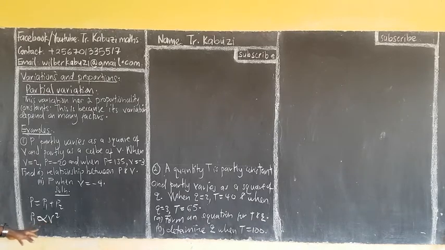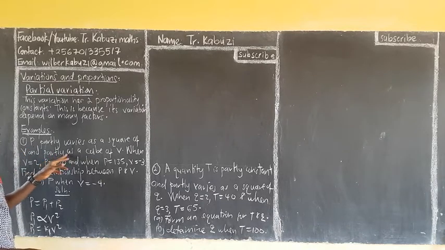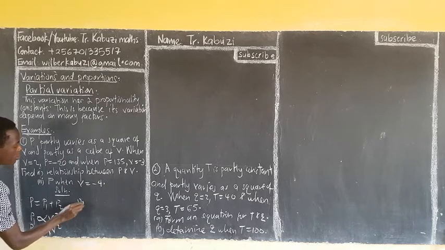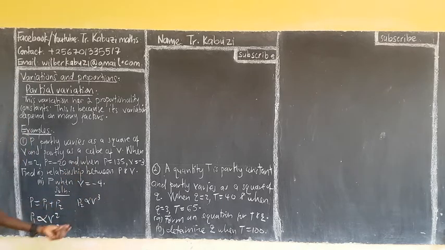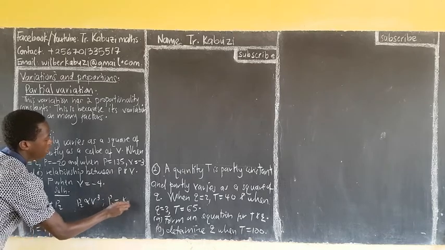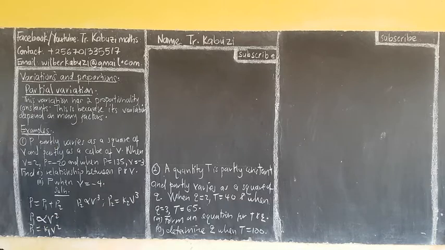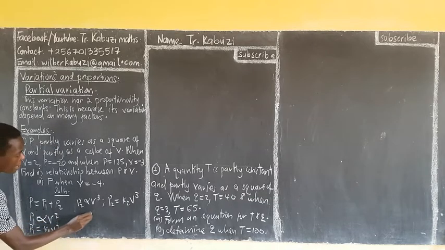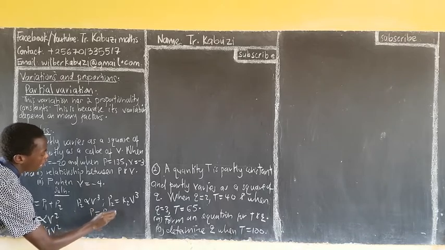Now, how do I remove this proportionality sign? I'm going to introduce a proportionality constant. Because this is P1, I'm going to call it K1. So my P1 now will be K1 V squared. Then, the second part tells us that P also varies partly as a cube of V. So now my P2 is varying as a cube of V. To remove this proportionality sign, I'm going to introduce the proportionality constant, so my P2 will be K2 V cubed.